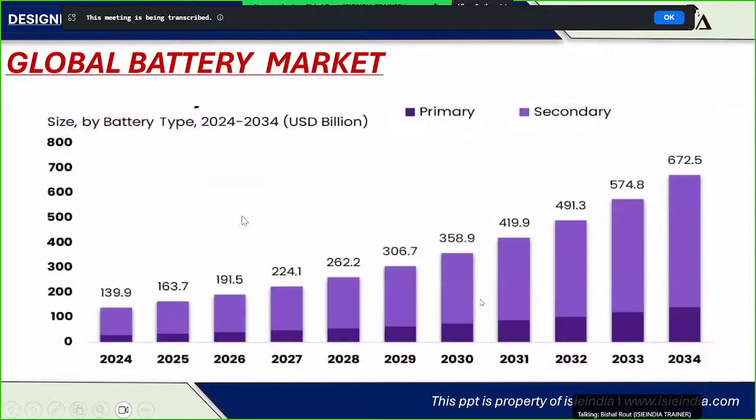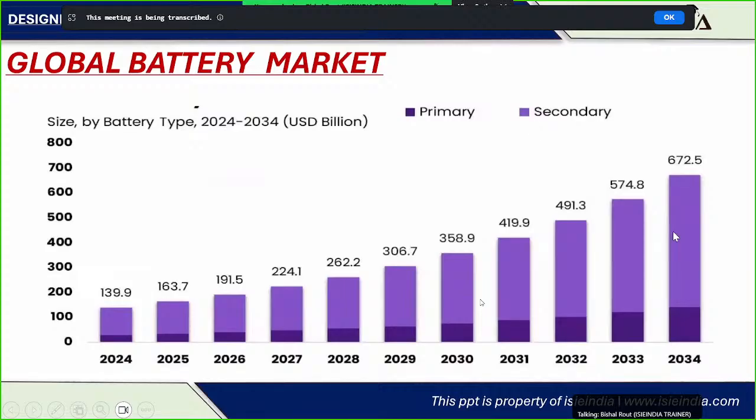So this is the global market demand for lithium cells. Just to go over the basics, you can see the secondary battery has a higher global share, meaning the rechargeable battery has grabbed the market significantly. We can see growth in primary cells as well, but primary cells are not that popular.